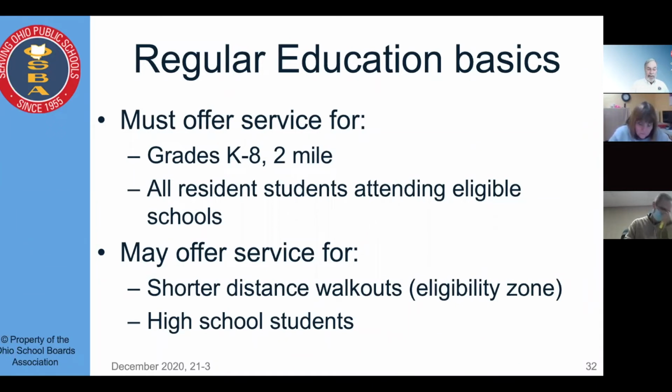At the end of the day, if you want to know if a school is eligible or not, that information comes through ODE. So the minimum, and here's where things are unique in Ohio, the minimum is K through 8, 2 mile. You as a school district are allowed to provide more service than that. So we don't require transportation for high school students, but we allow it. We don't require transportation for students that live a mile from school, but we allow it. So here's the caveat. If you do that, you have to do it for everybody in the same category.